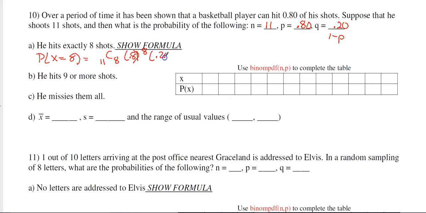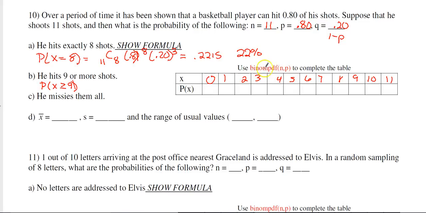The failure raised to the n minus x would be 23, and that comes out to be 0.2215, which is 22%. That he hits 9 or more, so that's the probability that x is greater than or equal to 9. So we would want to do our binomial table. So 0, 1, 2, 3, 11.